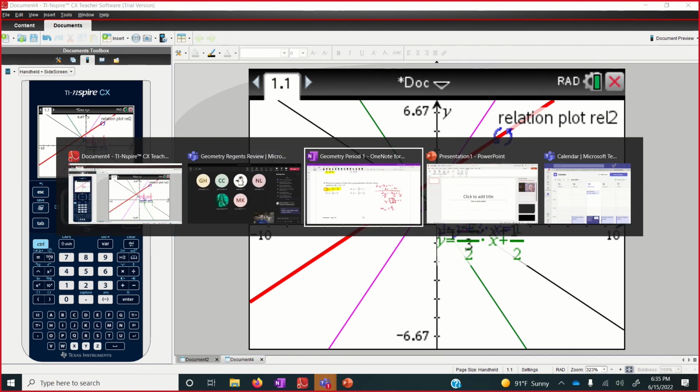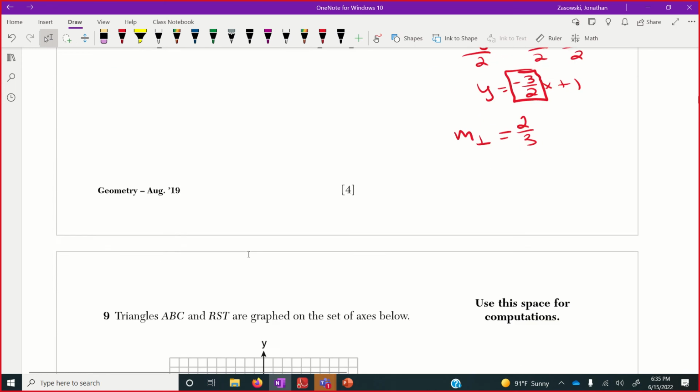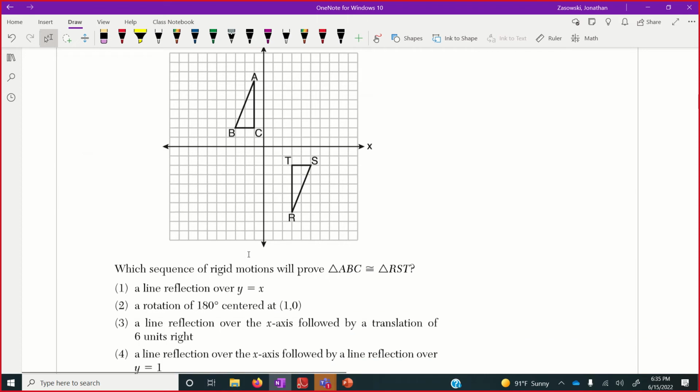Welcome, Matt. We are taking a look right now at question number 9. I taped the other one, so I'll post those when we're done. You can go back and take a look at them. All right. Triangles are drafted on the axis below, which is going to show that these are congruent.